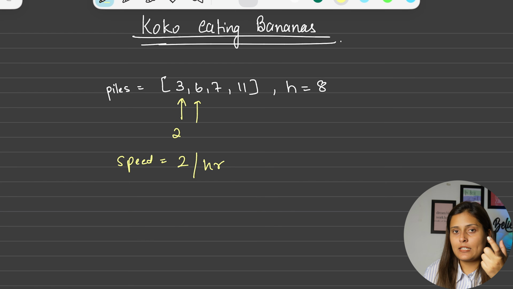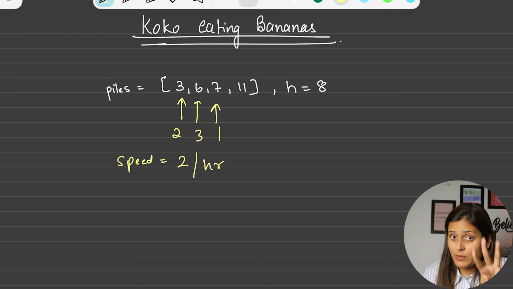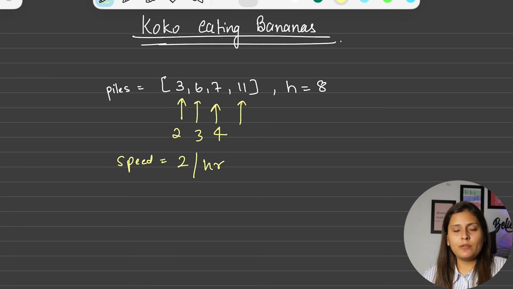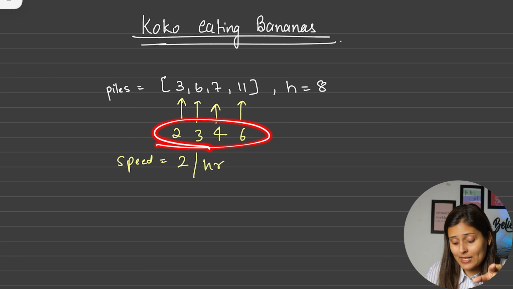Similarly, for 6, with the speed of 2, she can complete in 3 hours, yes. For 7, she can complete in 3 point something hours, so means 4 hours. And 11 by 2, it means 5 point something, means 6 hours. So in total, how much time has she taken this time if she starts eating with speed 2?